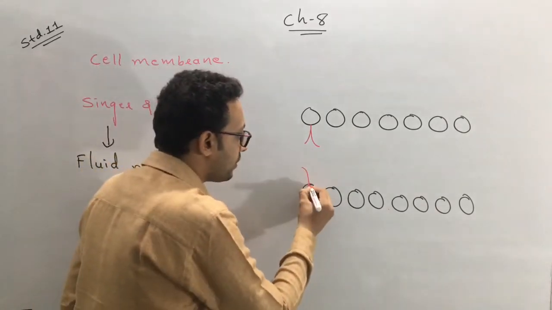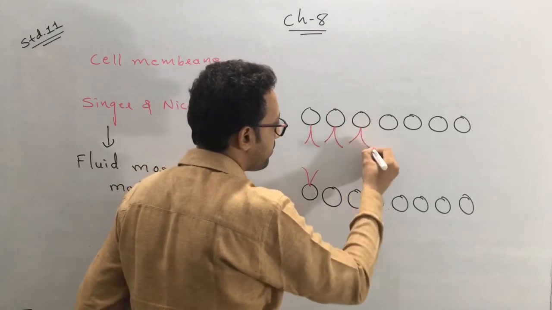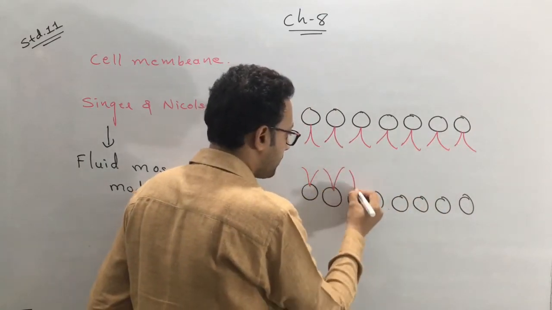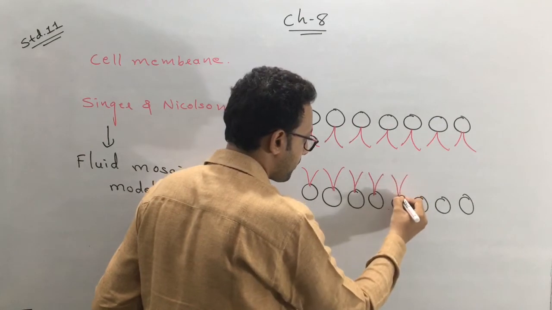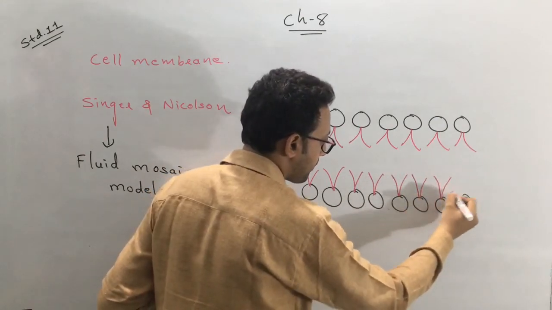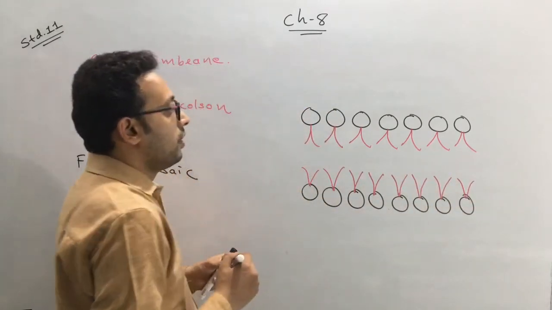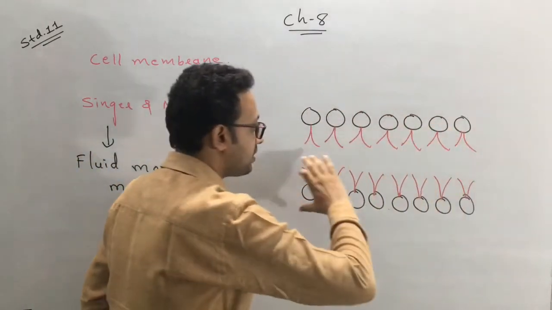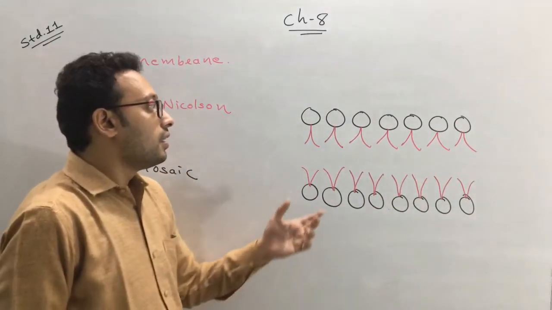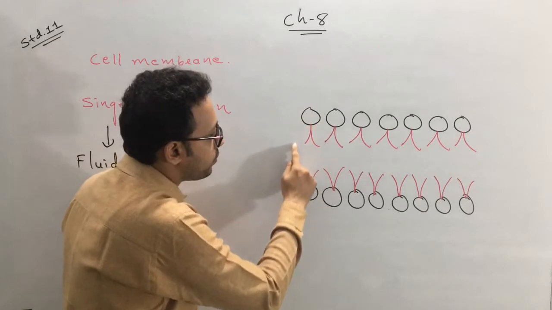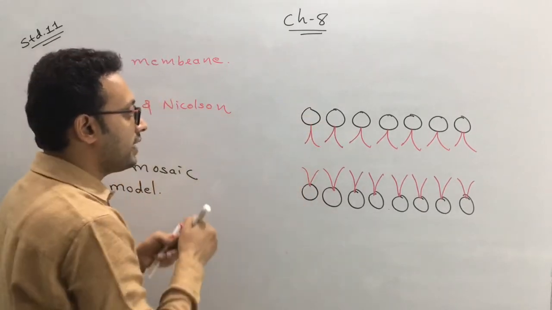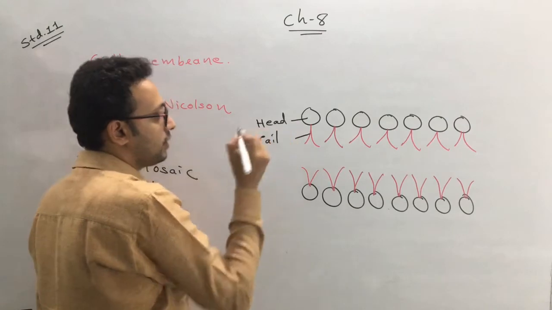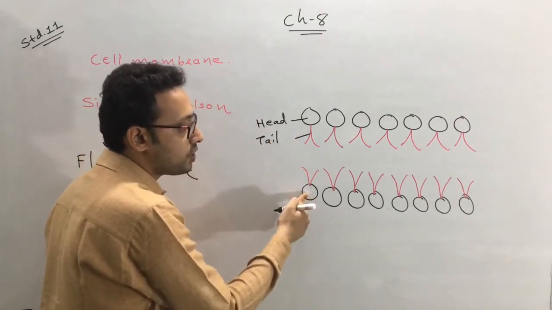Remember, there are two layers of lipid. This is the first layer of lipid. I am drawing it, then I will explain. According to the fluid mosaic model, there are two layers of lipid. This is the first layer and this is the second layer. Each lipid molecule, this is a single lipid molecule, consists of a head and a tail. So this portion is called the head and this portion is called the tail. Similarly, this portion is called the tail and this portion is called the head.